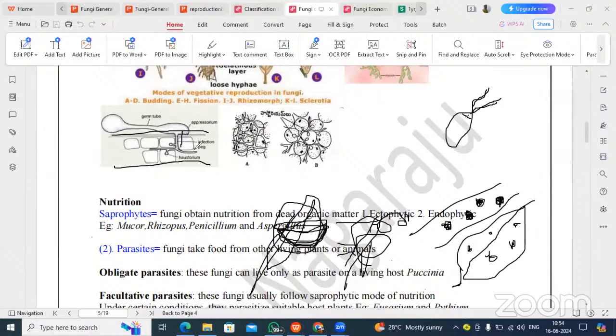This is the fungus, hyphae, mycelium. This hyphae mycelium forms the tube-like structure and penetrates into the host tissues, either plant or animal, whatever it is, suppose any plant.